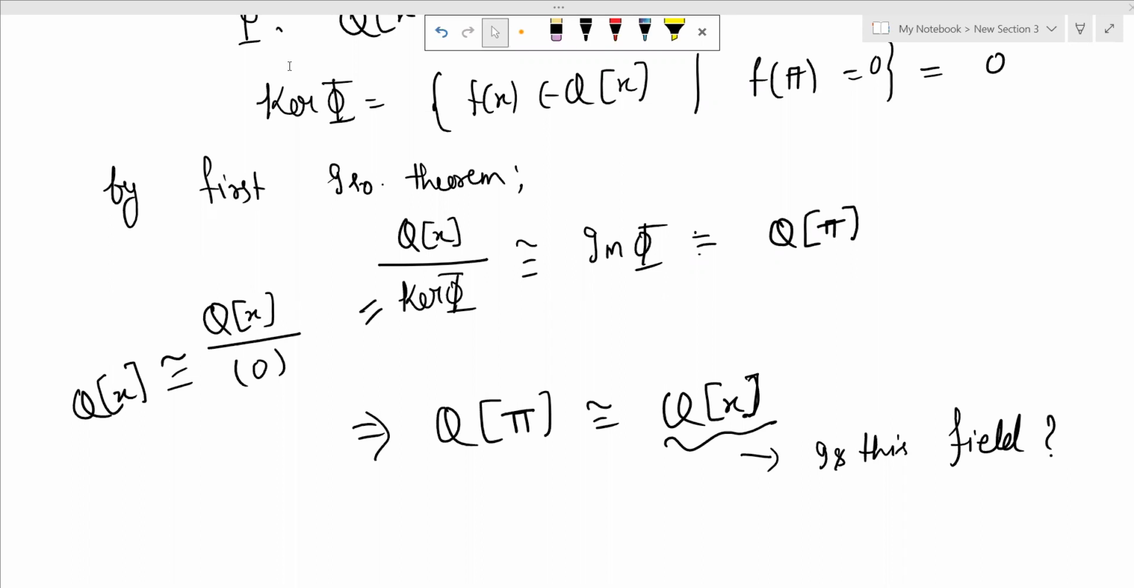So if this is a field, then you have an inverse of every element, right? So I am giving you an element x in the polynomial ring Q[x]. So what is the inverse for this element x?